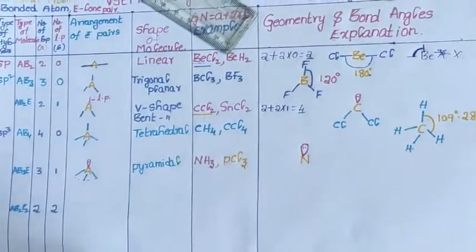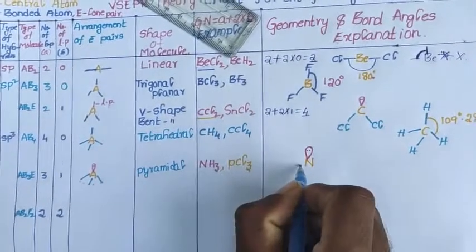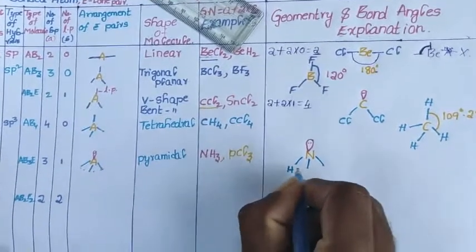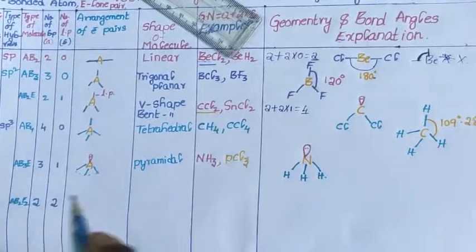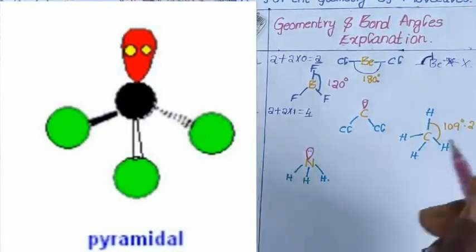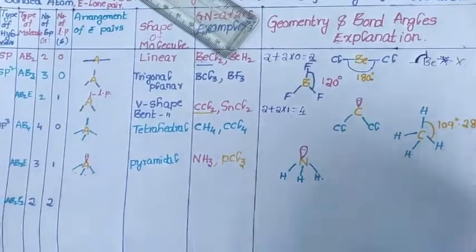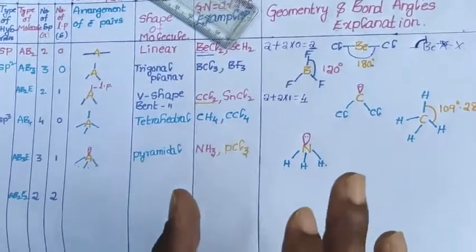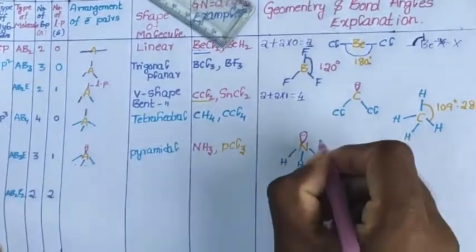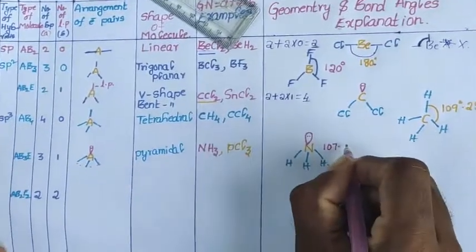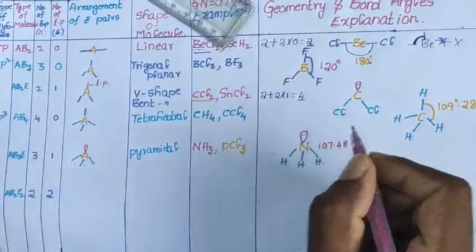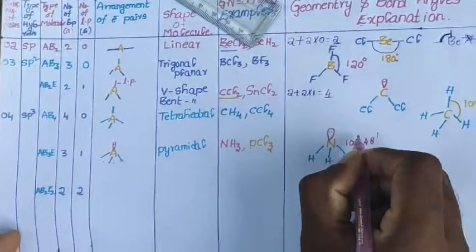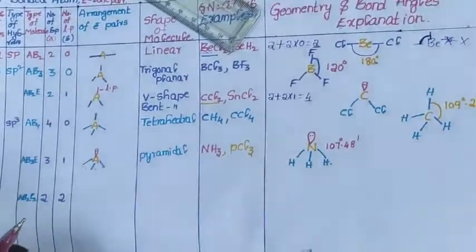So 1 lone pair. So minimum repulsions. This is the most stable structure of this molecule. Generally, what is the bond angle? 109 degrees 28 seconds. But because of 1 lone pair, the bond angle is distorted, meaning decreased, to 107 degrees 48 seconds. This is the bond angle in the NH3 molecule.